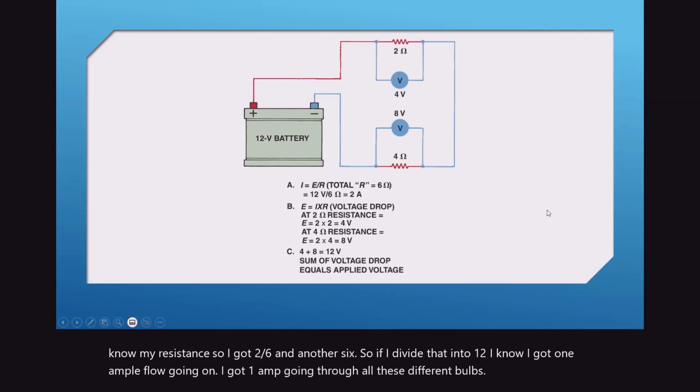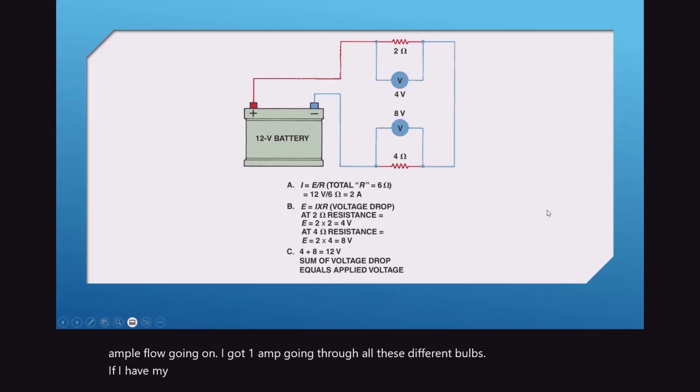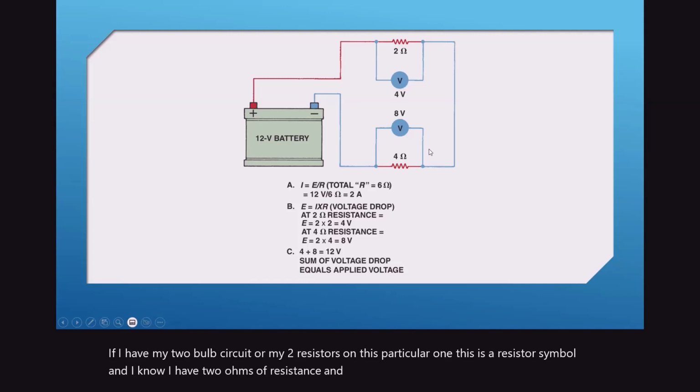If I have my 2 bulb circuit or my 2 resistors on this particular one, this is a resistor symbol, and I know I have 2 ohms of resistance and 4 ohms of resistance, I can add this together, okay?